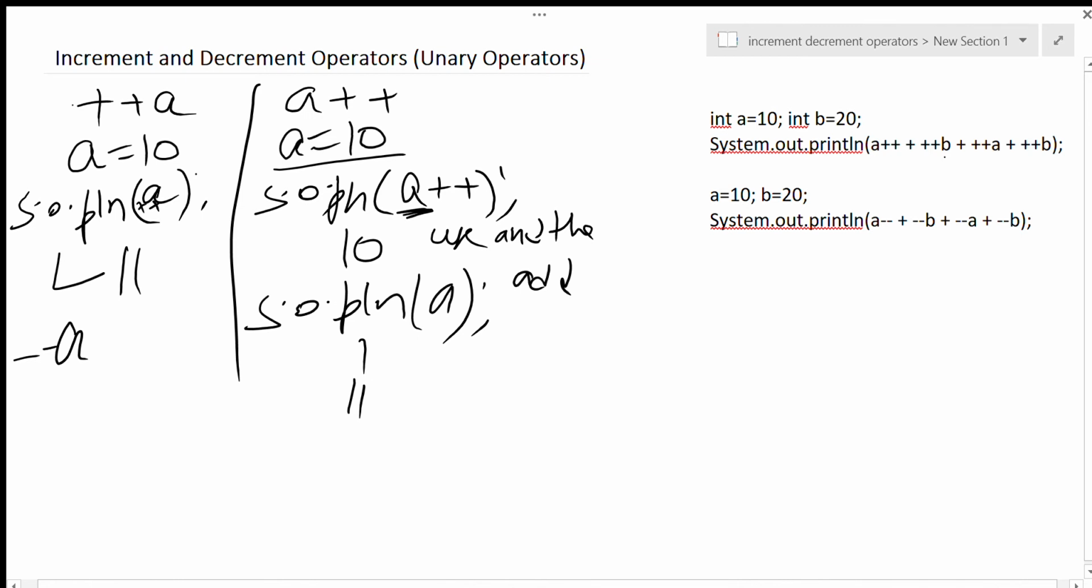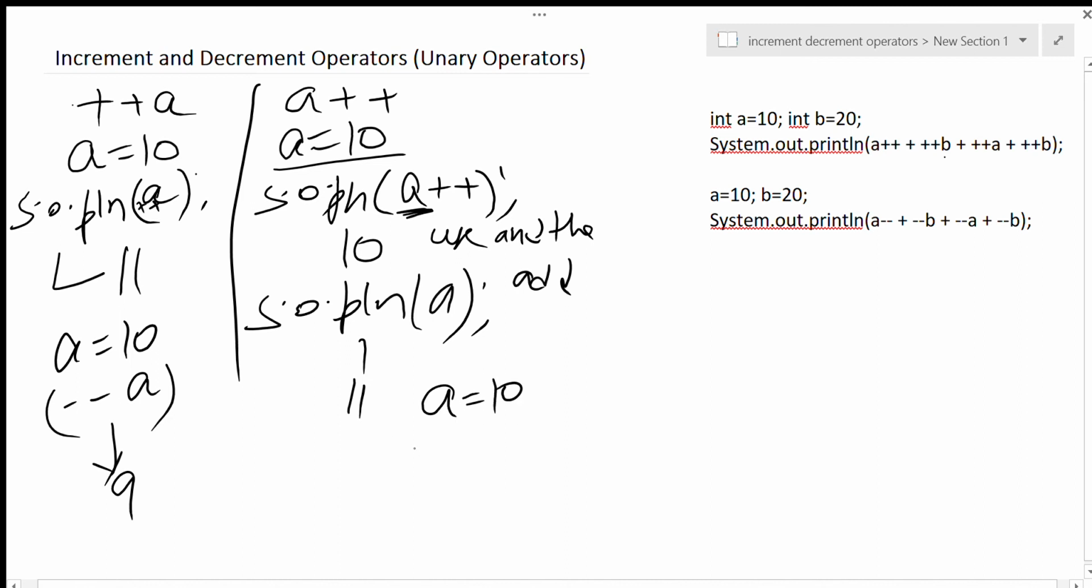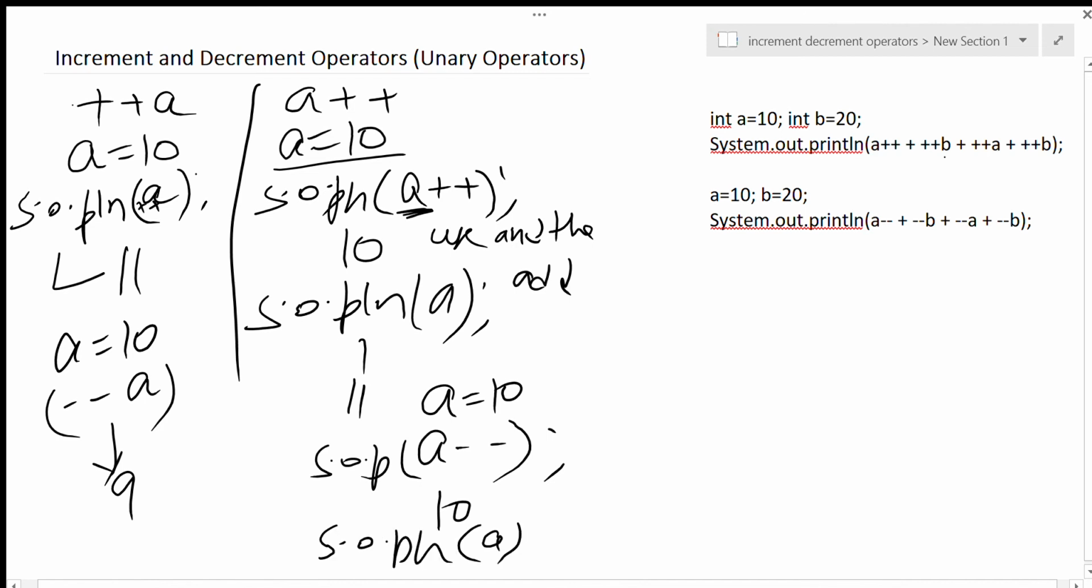If a is 10 and I say minus minus a, immediately one is subtracted and it's going to print 9. Again, if a is equal to 10 and I say a minus minus in system.out.println, what is it going to print? It will still print 10. But if I print it again, then it is going to print 9. That is the difference between them.